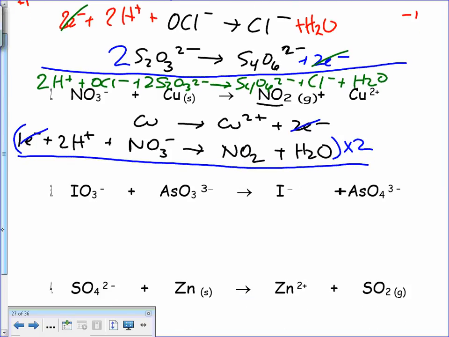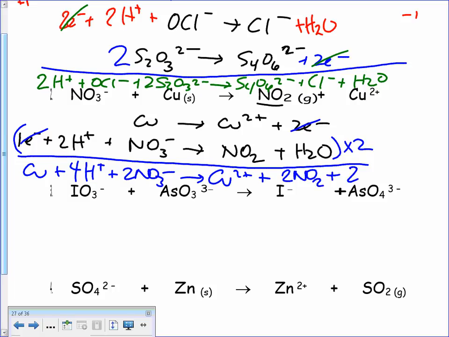So what's your total reaction? Copper solid plus 4 hydrogen ions plus 2 nitrates yields 2 nitrogen dioxides and 2 waters. Can you reduce that at all? No, because the coppers are 1s and everything else is a 2, except for the hydrogen.